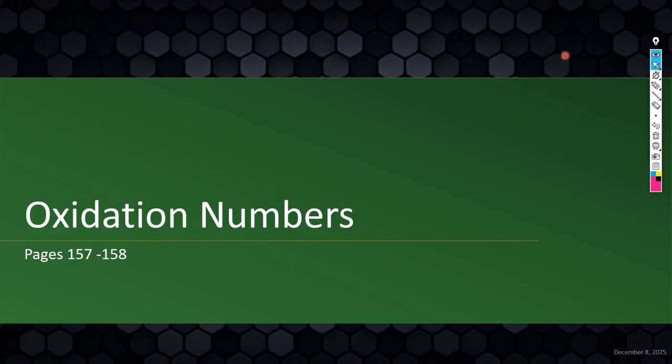Today we're going to look at section 7.2, which is going to look at oxidation numbers. Oxidation numbers are an integral part of doing redox reactions, so we need to make sure that we properly learn how to use them and how to assign them to different elements. So let's get started.